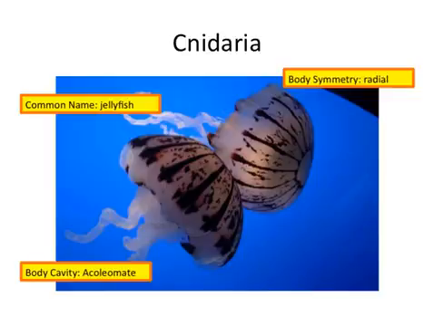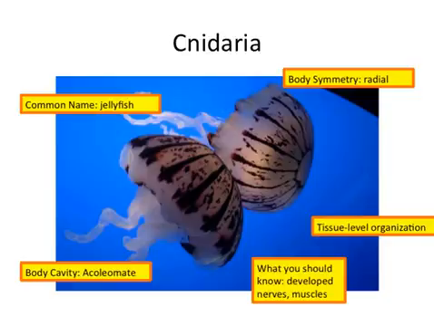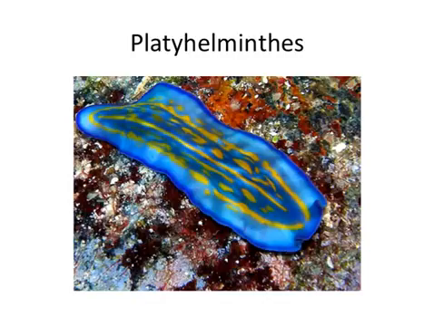This means there are multiple planes in their body where you could cut through the body in half and they would be similar on both sides. It's like a tire. You could cut a tire in multiple spots and it would be the same on either half. They do have tissue level organization, so that's a step up from phylum Porifera. And what you should know is that they develop nerves and muscles. They develop these tissues that will now get progressively more complex in the next phyla we discuss.